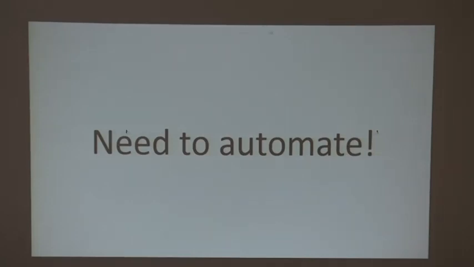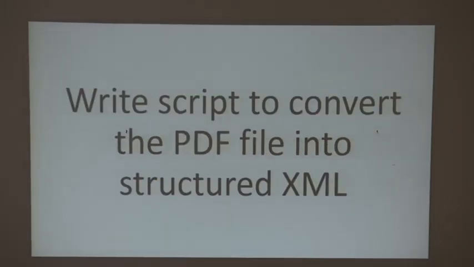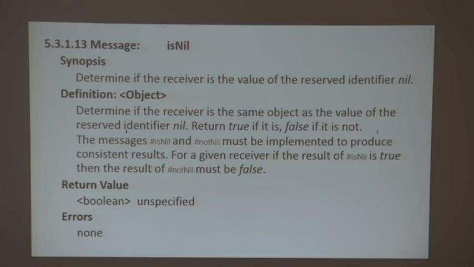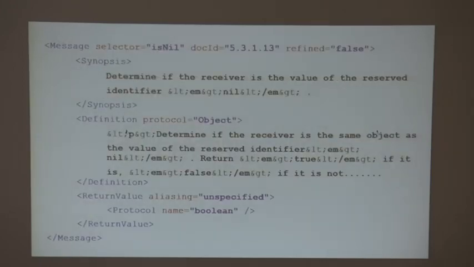But it's big, so we need to automate. Stefan mentioned this. Don't do things by hand. So you write a script to convert the PDF file to a structured XML file. So this is a definition of the isnil message. It says what it's supposed to do. We convert it to XML.